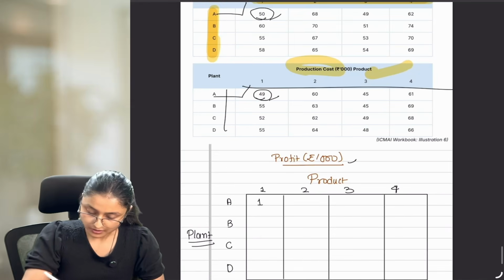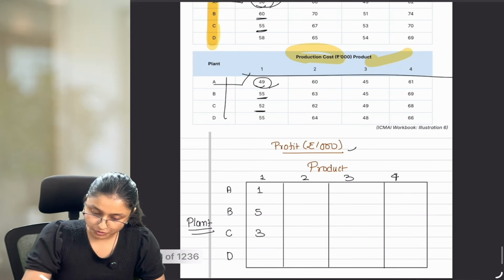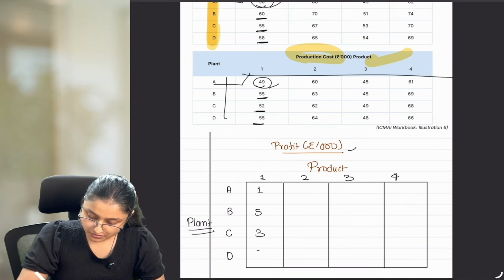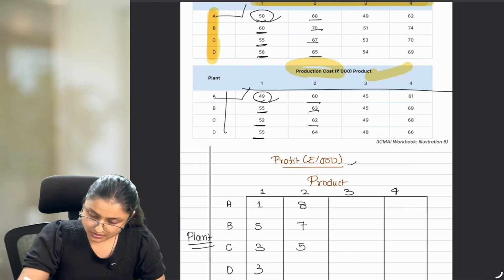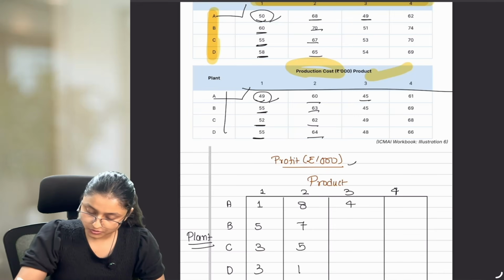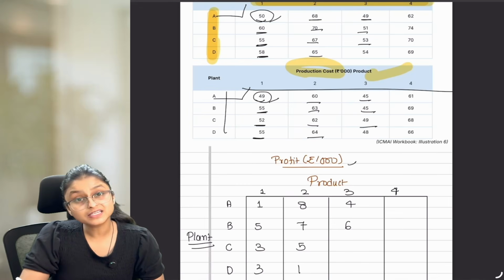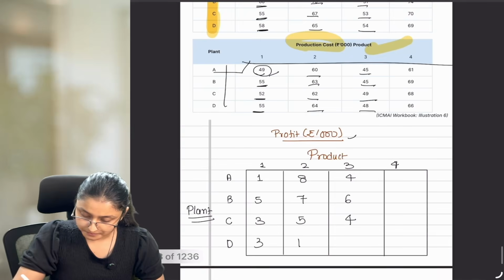That means 1000. Next, 60 minus 55. It is 5 as the profit. 55 minus 52. 3 is the profit. 58 minus 55. 3 is the profit. 68 minus 68 is 0. 70 minus 63 is 7. 67 minus 62 is 5. 65 minus 64 is 1. Next, 49 minus 45 is 4. 51 minus 45 is 6. 53 minus 49 is 4. 54 minus 48 is 6.